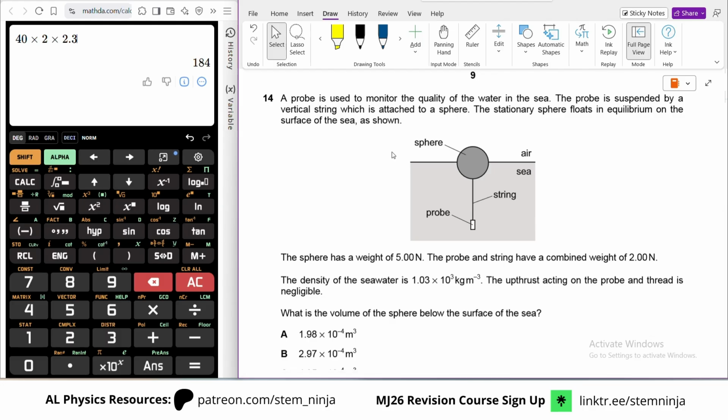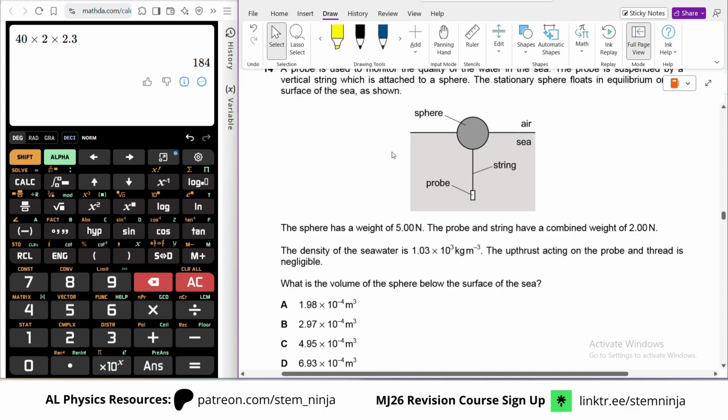The density of the sea water is this. Upthrust acting on the probe and thread is negligible. What is the volume of the sphere below the surface of the sea? So we need to see the downwards forces on the sphere.